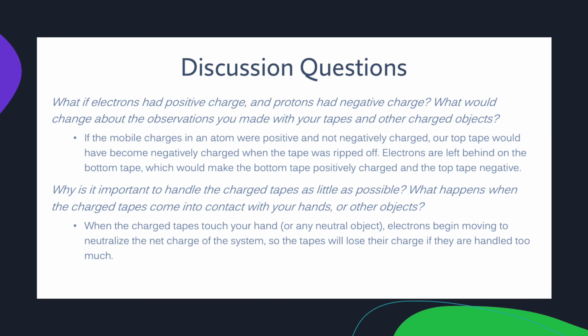Why is it important to handle the charged tapes as little as possible? What happens when the charged tapes come into contact with your hands or other objects? When the charged tapes touch your hand, or any neutral object, electrons begin moving to neutralize the net charge of the system, so the tapes will lose their charge if they are handled too much.